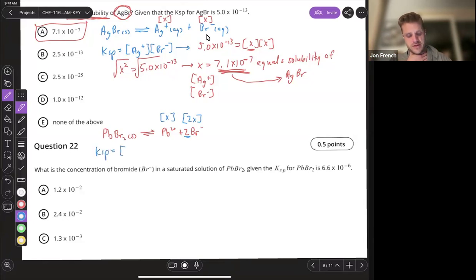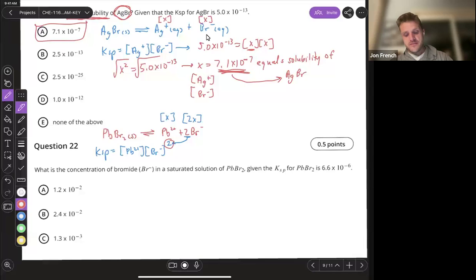KSP equals my concentration of lead times my concentration of bromide squared, because of that coefficient 2, right? I've had so many people ask, why do we have to use the 2 twice? We have to use it twice. We set it up once in the KSP, so I have to use the 2 here because that's the relationship, the impact that concentration has on the KSP.